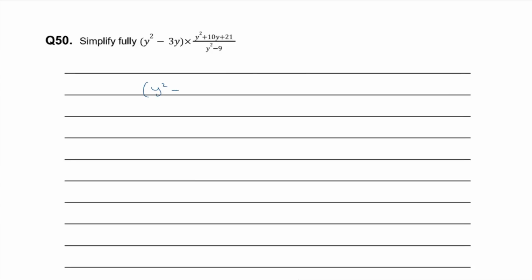No, I'm not. I'm going to factorise out a y. So I'm going to factorise out a y out of the first part, make it y times y minus 3. And then the second bit of the fraction, I'm going to factorise into 2 brackets on the top by factorising the quadratic. And I'm going to factorise the bottom as well using a difference of 2 squares. Difference of 2 squares is easy, and we do that first. Y plus 3, y minus 3, super simple.